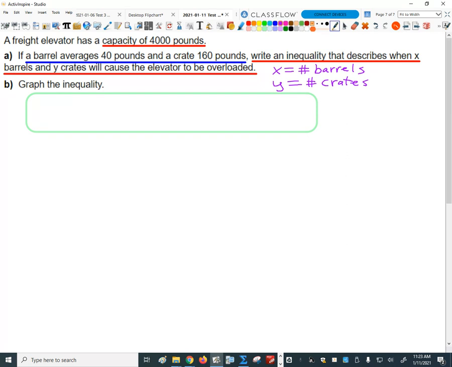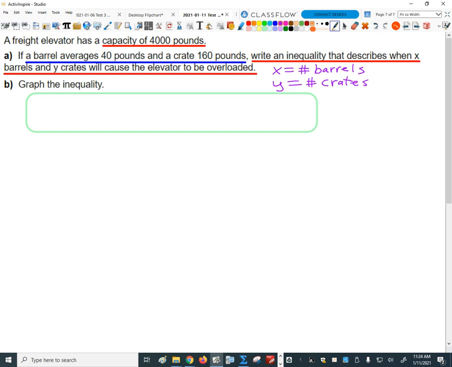So we're supposed to figure out the values of X and Y that are going to cause the elevator to be overloaded, so the amount of weight we're putting in the elevator is what relative to 4,000? What do you think, Emily? If we want to overload the elevator, what's our inequality going to look like here maybe? Greater than 4,000. Good. So we're going to come up with some expression for the amount of weight we're loading in the elevator. We want to know, when is that greater than 4,000?